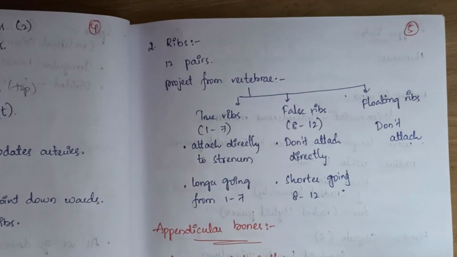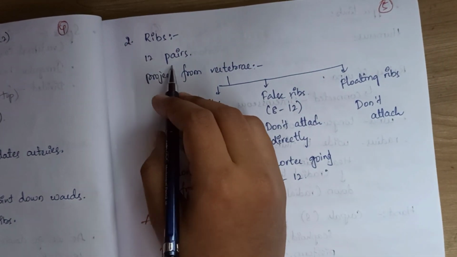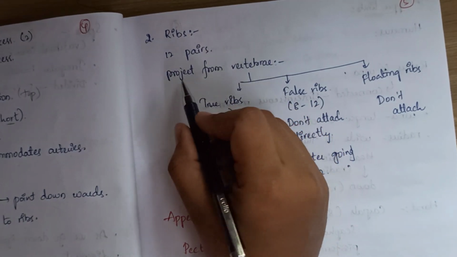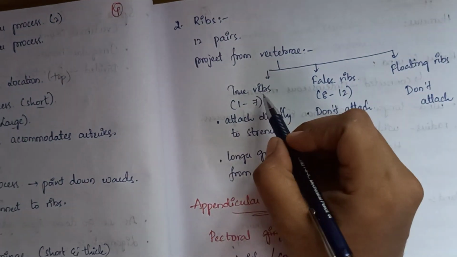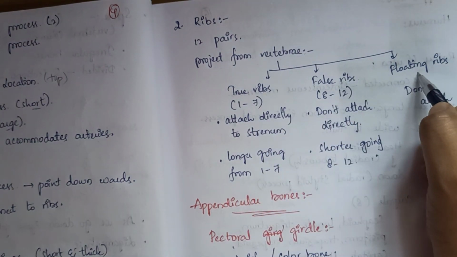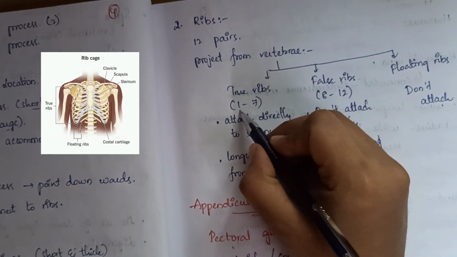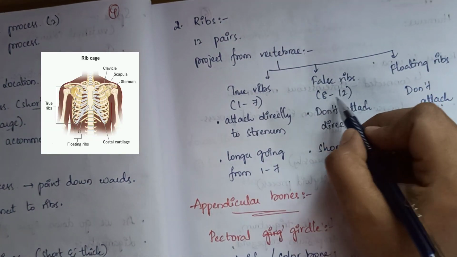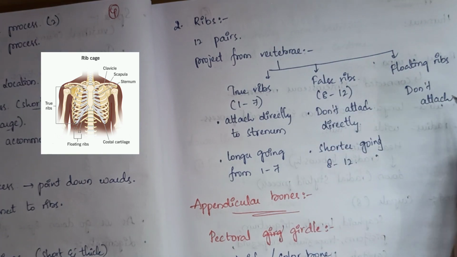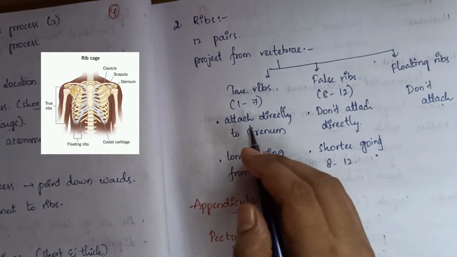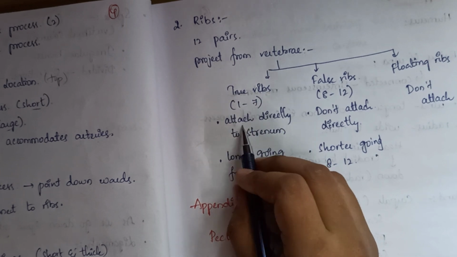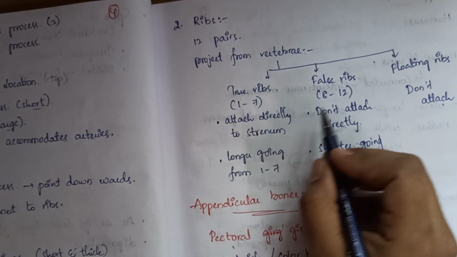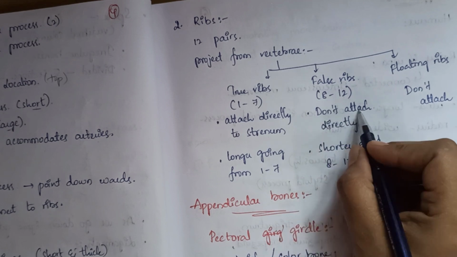Then coming to ribs. There are 12 pairs of ribs which project from the vertebrae. There are mainly three types of ribs: true ribs, false ribs and floating ribs. True ribs are 1 to 7, false ribs are 8 to 12, and floating ribs are the last ones. True ribs attach directly to the sternum. False ribs do not attach directly.